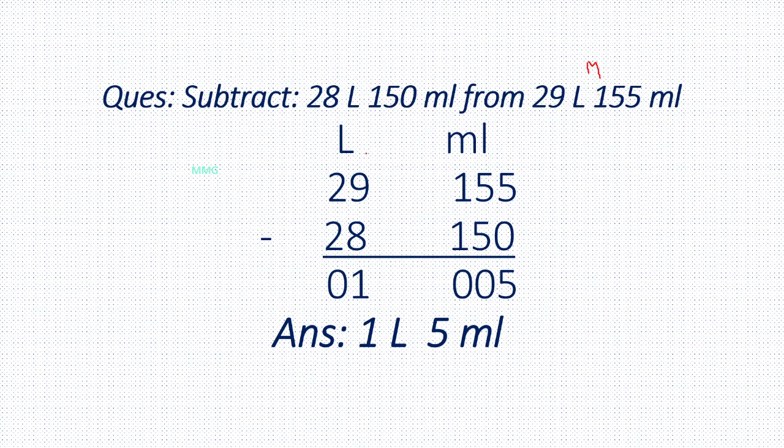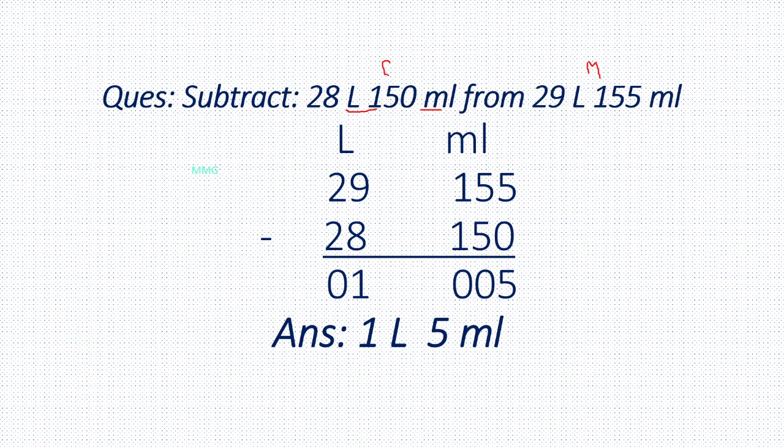So your first step is to write the units. Here you can see liter is written and here milliliter is written. Your next step is to write the bigger capacity. So I have written 29 here and 155 over here. Now children, look here, before liter we have 29, so I have written 29 under the liter column, and before milliliter we have 155, so I have written 155 under the milliliter column.